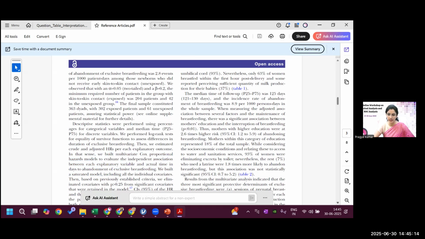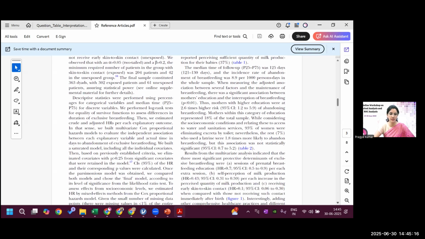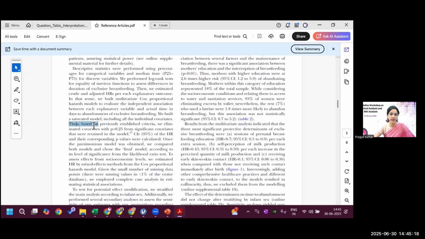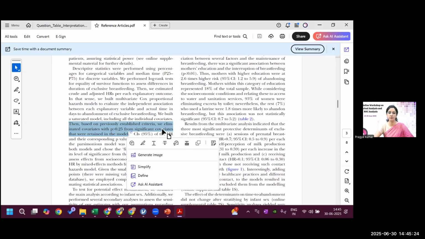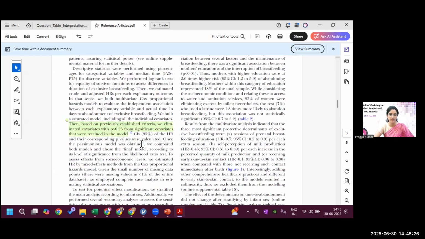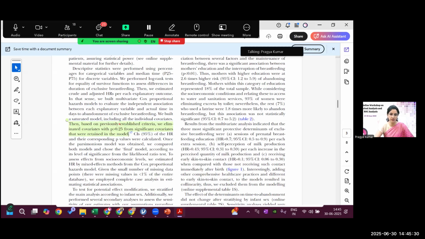criteria. Again, if you see what variables they have taken, they took them based on previously established criteria: we eliminated covariates having a P value more than 0.25. So they took the P value cutoff of more than 0.25, if any variable had such a P value in the unadjusted analysis. So how do we do this? The same way we did with the logistic.